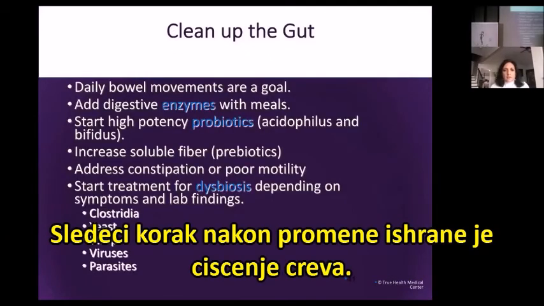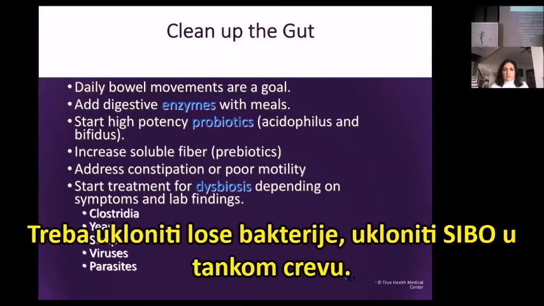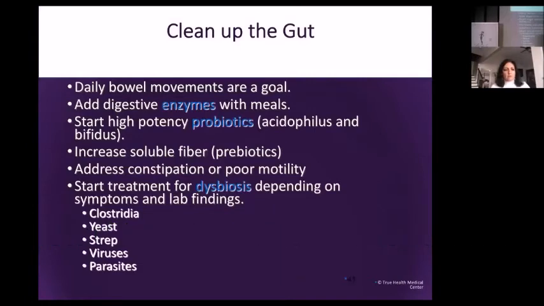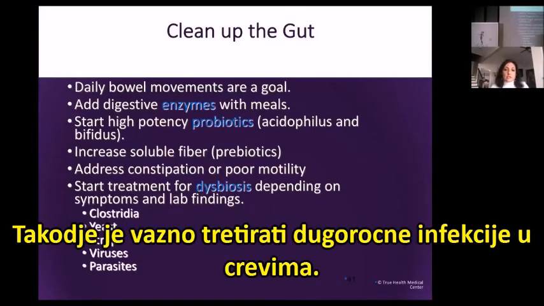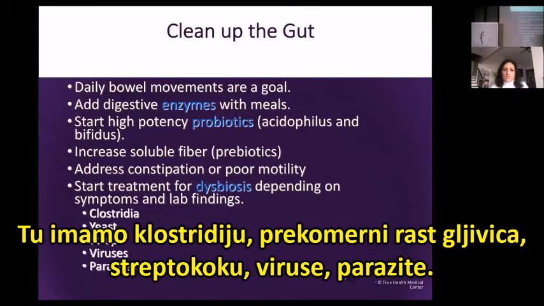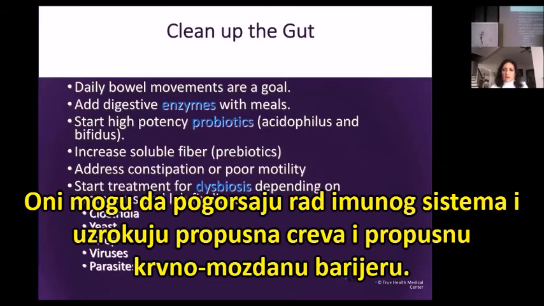The other step after cleaning up the diet is cleaning up the gut, getting rid of the bad bacteria, the dysbiosis, getting rid of the SIBO. We need to make sure that we treat the underlying infections in the gut as well. So if we have Clostridia, yeast overgrowth, strep in the gut, viruses, parasites, these can potentially aggravate the immune system and cause more leaky gut, leaky blood-brain barrier.